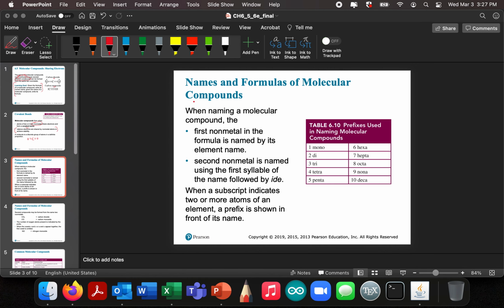Okay, so let's talk about naming them now. When naming a molecular compound, the first nonmetal in the formula is named by its element name, just like we did for the cation with ionics. The second nonmetal is named using the first syllable, but we follow it like we did with ionics. We take the ending off and put "ide" in its place. Okay. When a subscript indicates two or more atoms of an element, a prefix is shown in front of its name.